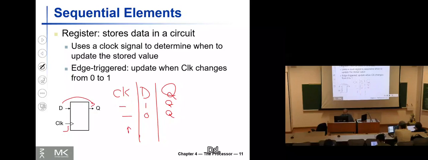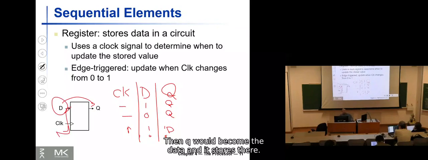So I write it D. So if D is 1, then output is 1. If D is 0, output is 0. So it is a memory element. You can store data in it, but you provide data here, then you generate a clock, then Q would become the data, and it stores there. As long as there is no activity on clock, it remains there.